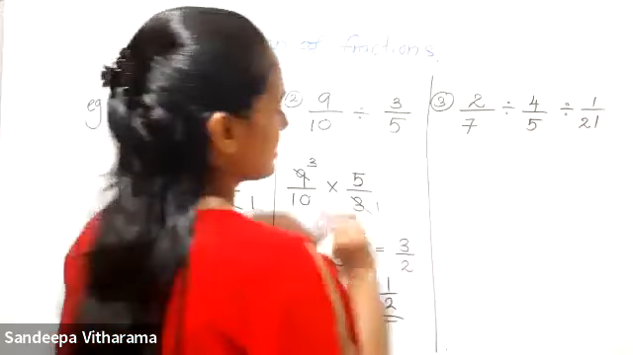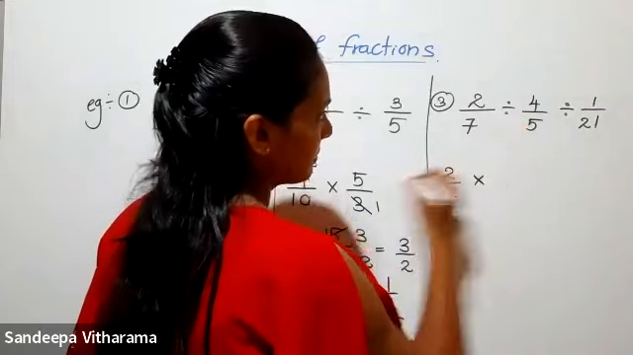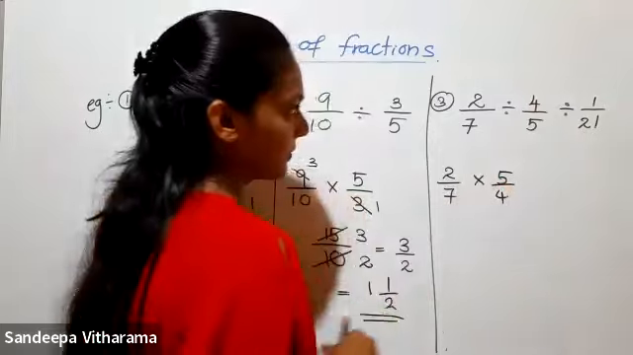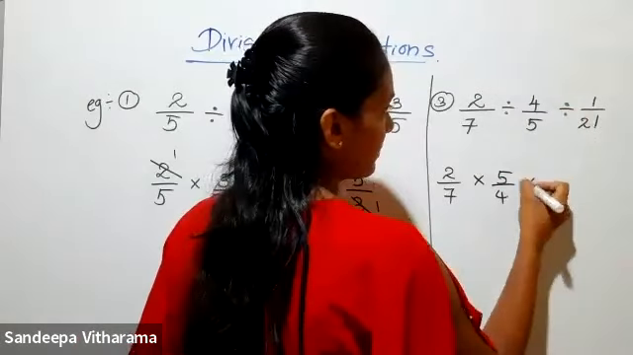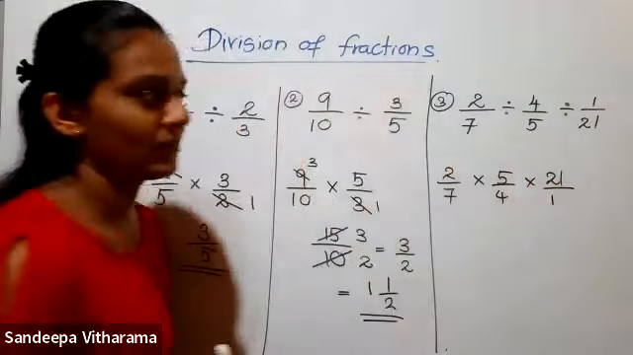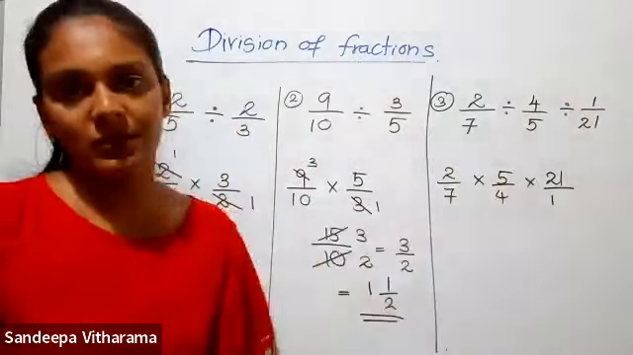Okay, in this case, look at 2 upon 7, division becomes multiplication, and reciprocal of the second fraction, 5 upon 4, division becomes multiplication, and reciprocal of the next fraction. Always when we continue, take the reciprocal.